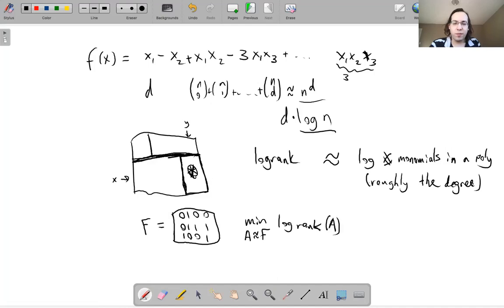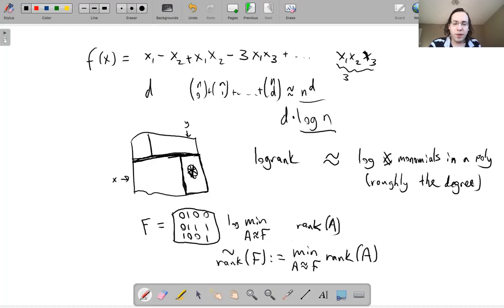Or, I mean, we can pull the log up front, so we can put the log up front. So we can define the approximate rank of f. We can define this to be the minimum over matrices that are similar to f, that are roughly equal to f, of the rank of the matrix.